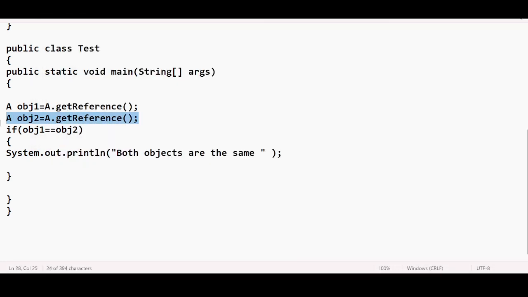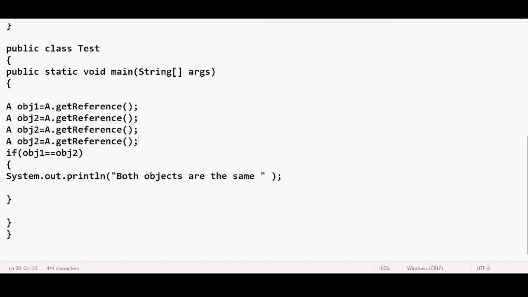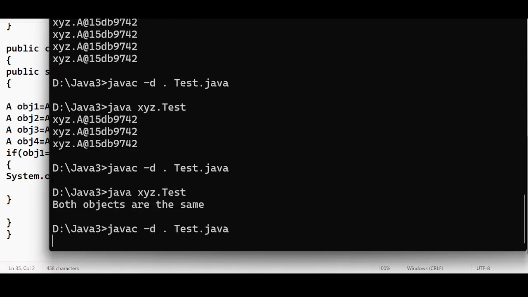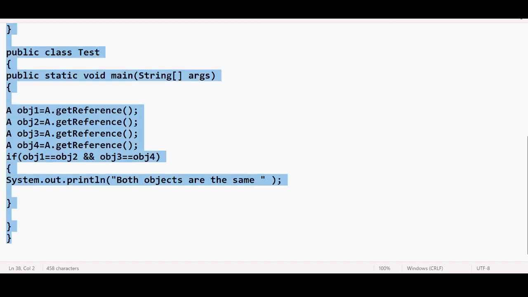You can create any number of objects. You can also do this, obj3, obj4. Output is going to be what? True itself. Don't you think so? Both objects are same. Right? This is another example.